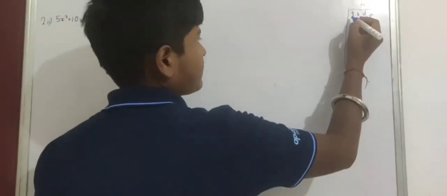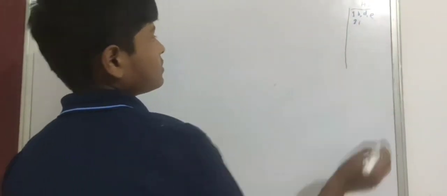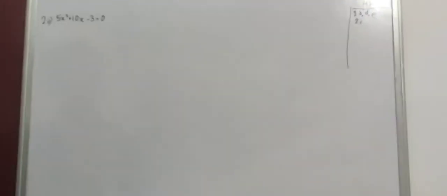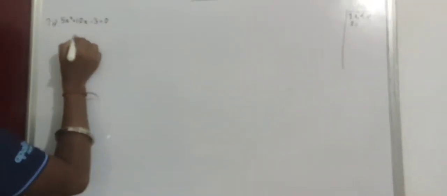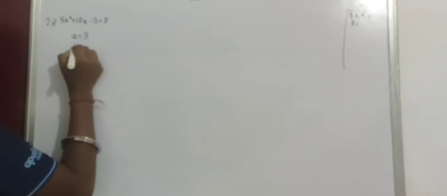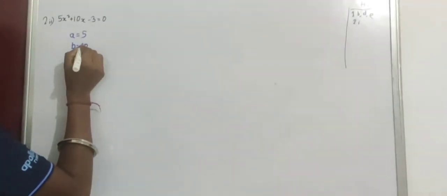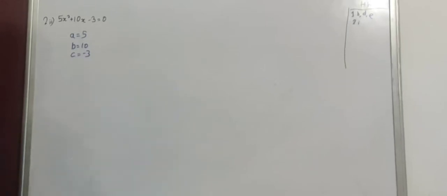So friends, here your homework is 2 part 1. So now solve 2 part 2. In the question we have 5x square plus 10x minus 3 is equals to 0. And comparing with ax square plus bx plus c, we will get a is equal to 5, b is equals to 10, and c is equals to minus 3.